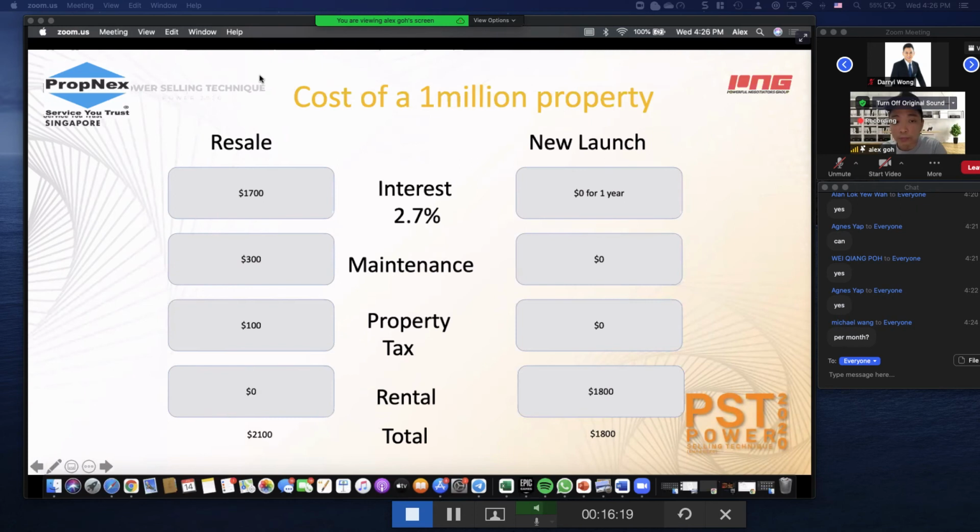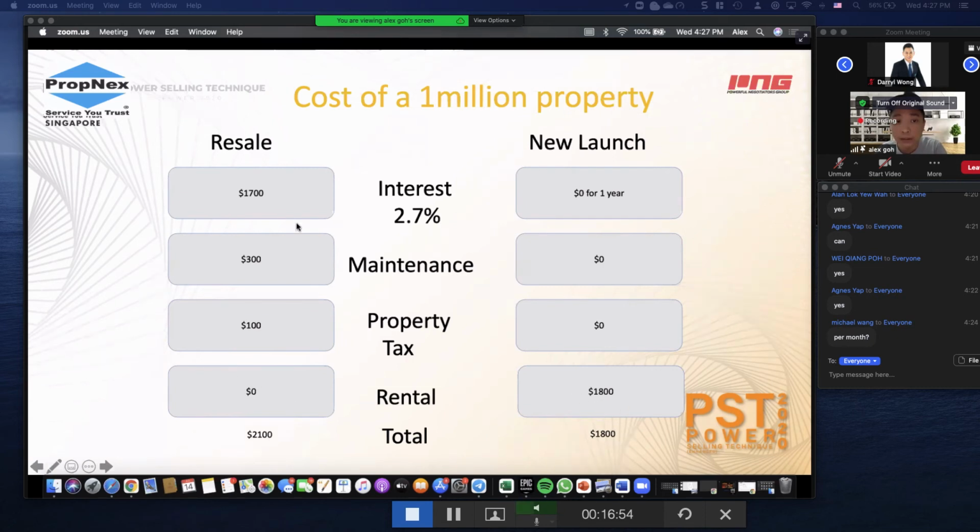Rental, here zero, because I'm staying in the resale. Here I need to rent a place. I put 1.8, but you go by the current market condition, based on the property they are thinking of buying, put in the rental. Let's say they want to buy a 1 million property somewhere, and the rental is 2.1, you put 2.1 here. Get what I mean? You're clear? This is where, because they buy a new launch, they have to rent a place to stay. Because they sell their current house, buy a new launch, they need to go where? They need to rent a place to stay. So this is the place they rent.